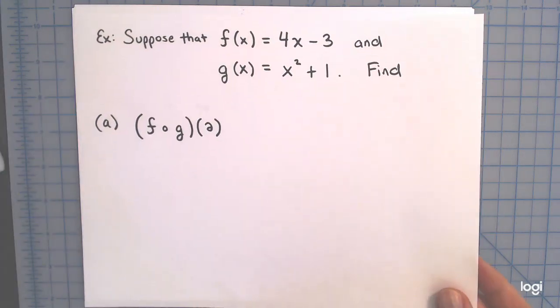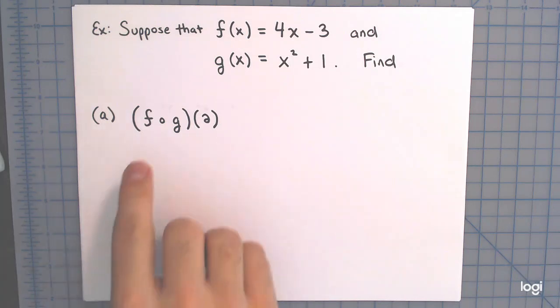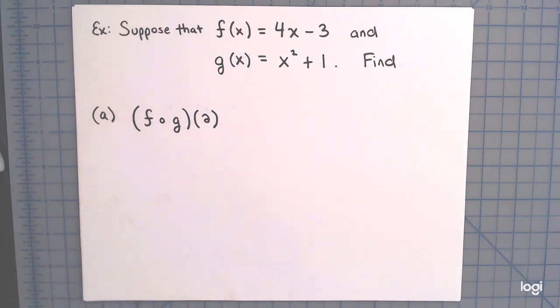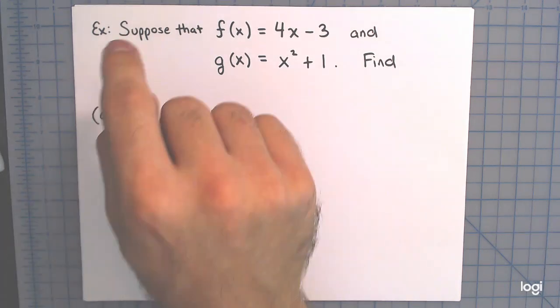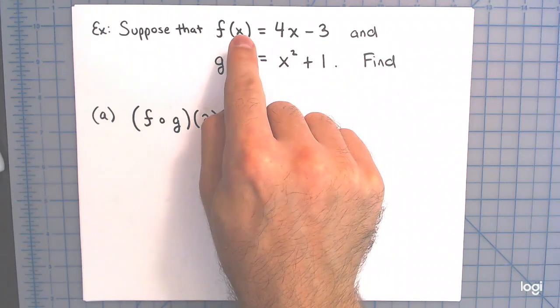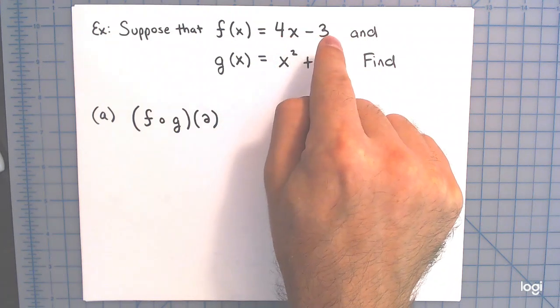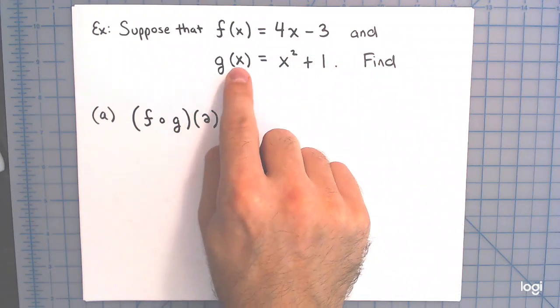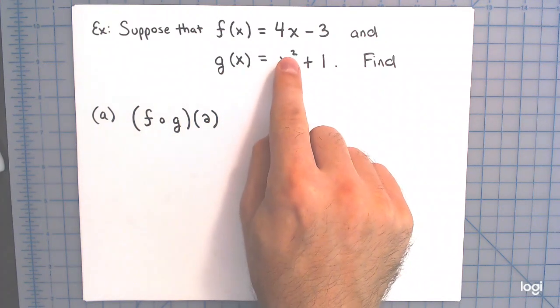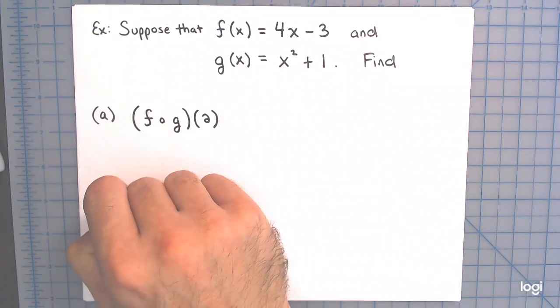All right, so my first example where I'm asked to compose two functions. I see this O symbol for function composition. Suppose we're given two functions. Suppose that f of x, function f, takes the input x and you calculate the output this way. F of x equals 4 times the input minus 3. And g of x, another function g, takes the input, squares it and then adds 1. X squared plus 1 is the output for this function g.